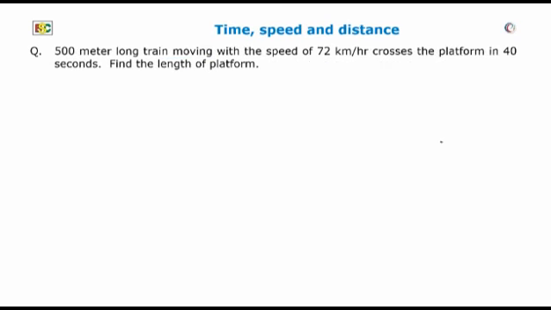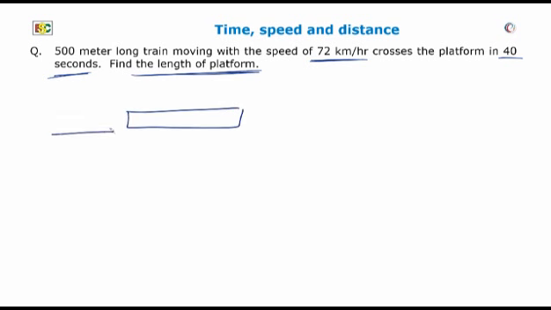Next question is, a 500 meter long train moving with the speed of 72 km per hour crosses the platform in 40 seconds. Find the length of platform. It is given that a train moving with the speed of 72 km per hour crosses a platform in 40 seconds. Length of the train is 500 meter. So we have to find the length of platform.